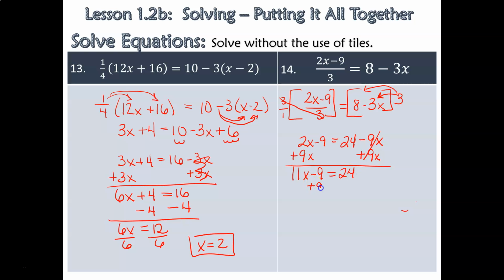Now I'm going to add 9 because it's the opposite of subtracting 9, to undo that. I have 11x equals 33. I'm going to undo that multiplication by dividing by 11. And 33 divided by 11 is 3. Okay, 2 more to go.